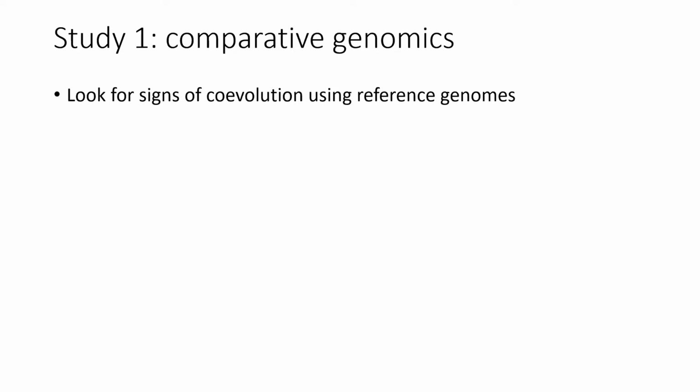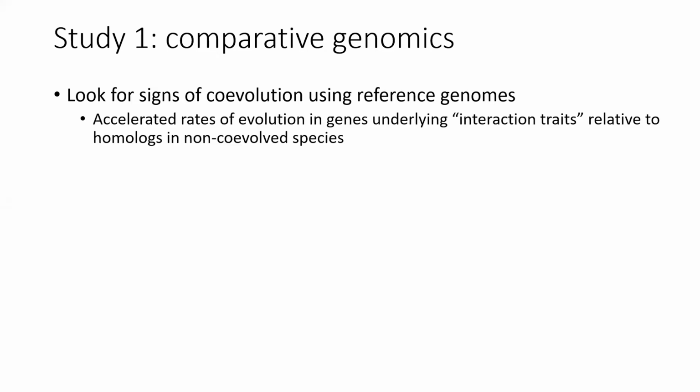And so with the comparative genomics study, I'm looking for signs of coevolution using the reference genomes that I'm producing and are already available. A couple of the signatures of coevolution that I'm looking for are accelerated rates of evolution in the genes that underlie important interaction traits. And this will be relative to homologs in non-co-evolved species, as well as genes that are not involved in mediating interaction traits.